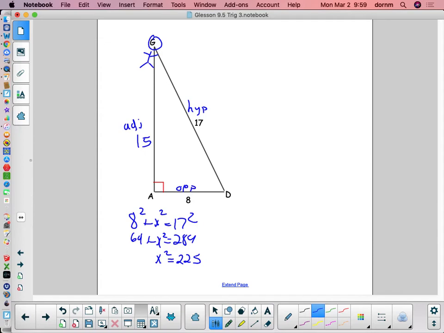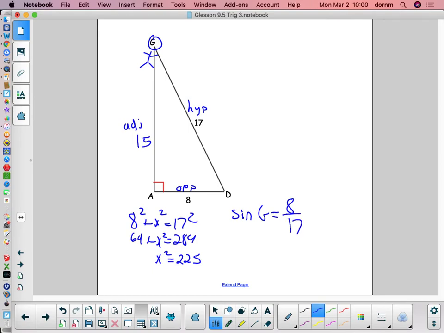Could I do adjacent hypotenuse? Yes. Could I do opposite adjacent? I could, yes. But I have to pick one ratio. And so the best thing is use the given numbers. Opposite hypotenuse is which function? SOHCAHTOA? Sine. So sine of my perspective angle, G, is opposite over hypotenuse.